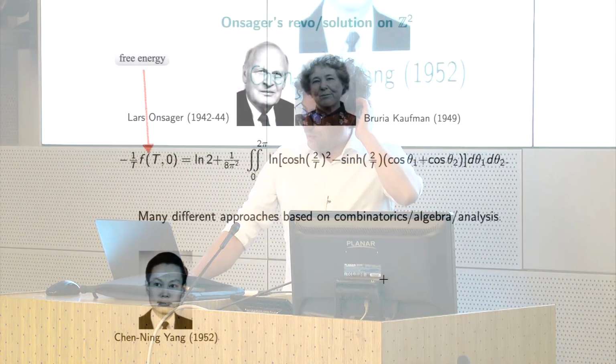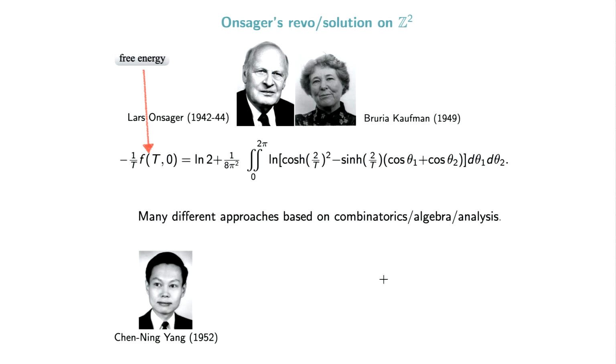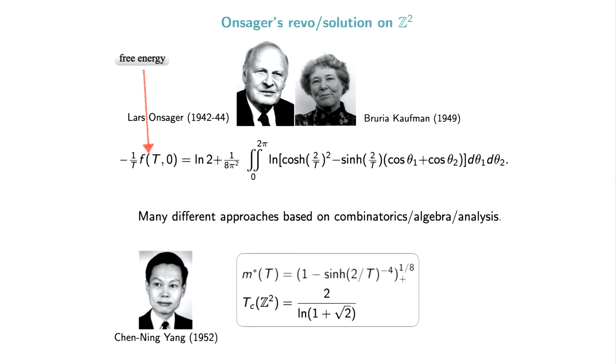But here maybe I was not so nice, because I introduced a new player, this free energy. So let me rephrase in terms of the actual player that I introduced for you, which was the spontaneous magnetization, m star of t. And basically, a few years later, Chen-Ning Yang, the Yang from Yang-Baxter, Yang-Mills, I mean, one of the Yangs.